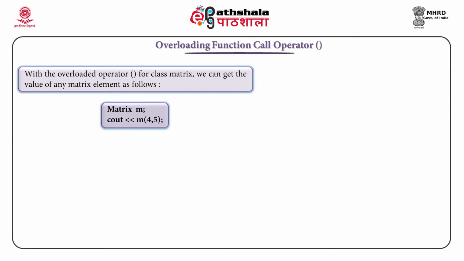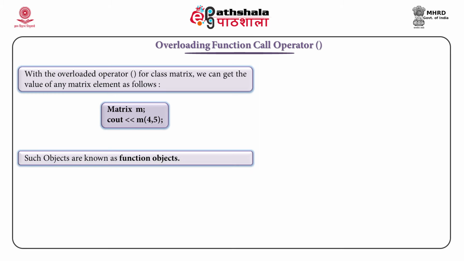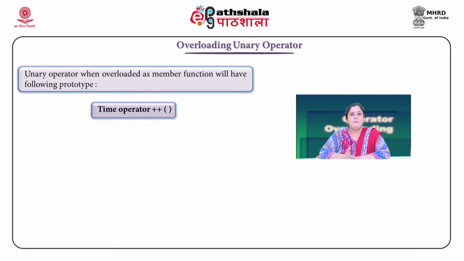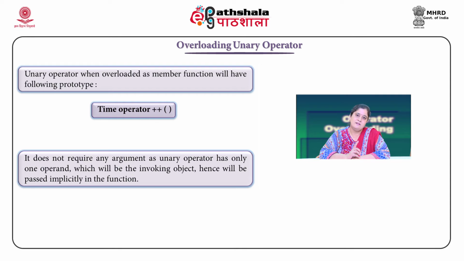An object on which we invoke this function call operator is also called function object. We just discussed a few examples of overloading binary operators. We can also overload unary operators. Unary operators are the operators which take a single argument or which operate on a single argument. Binary operators operate on two arguments and a unary operator operates on a single argument. It is possible for us to overload unary operators as well.